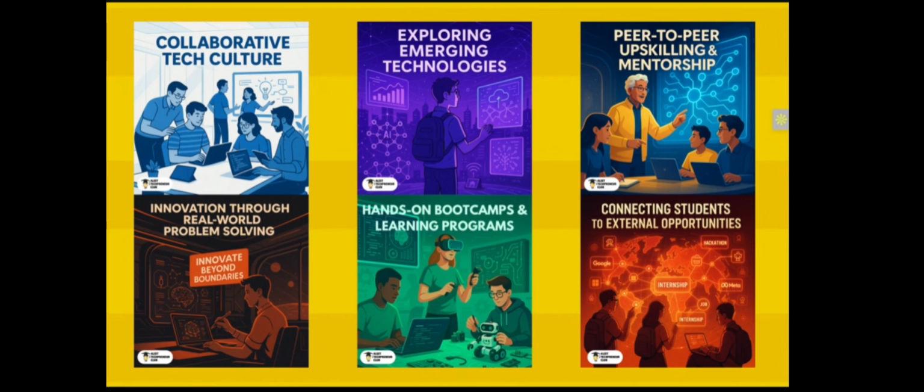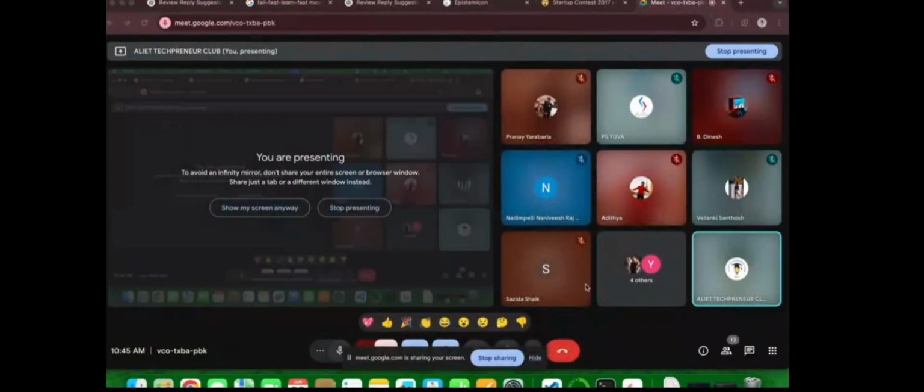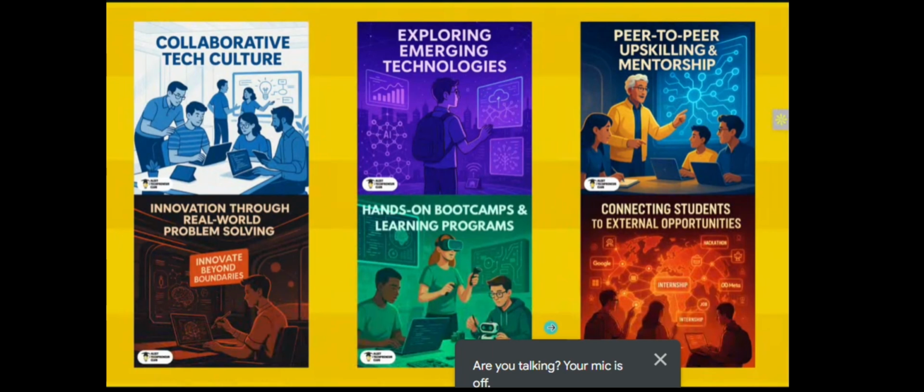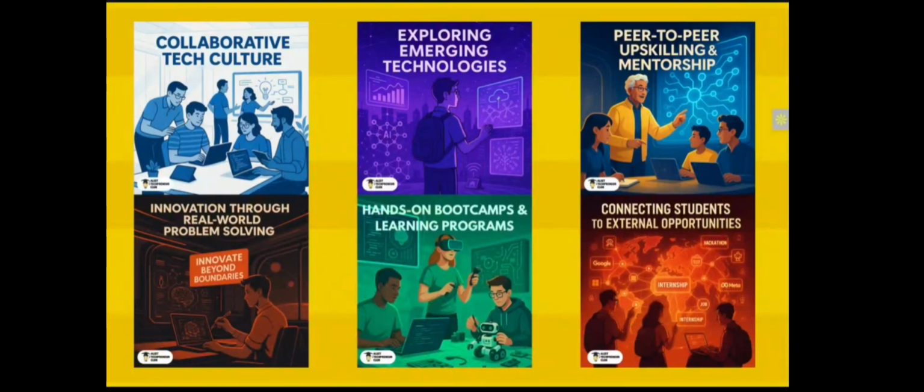The third one is peer-to-peer upskilling and mentorship. We are lacking this very often in our colleges, among workshops and everything. The fourth one is innovation through real-world problem solving. The fifth one is hands-on boot camp and learning programs, and the final one is connecting students to external opportunities.